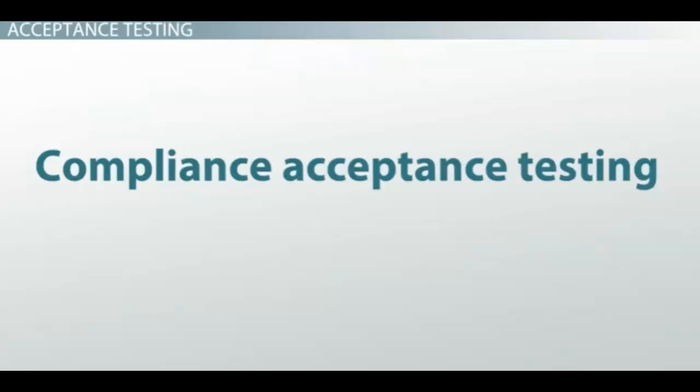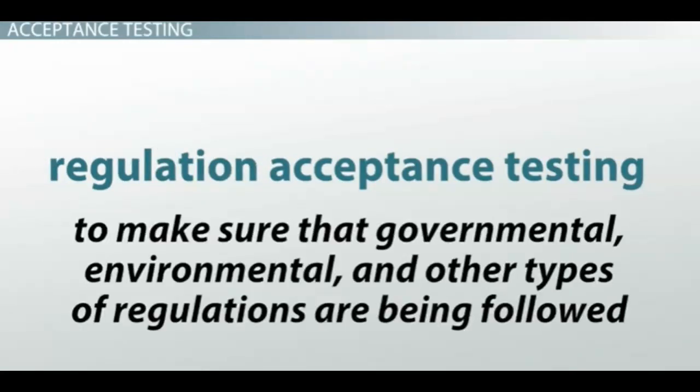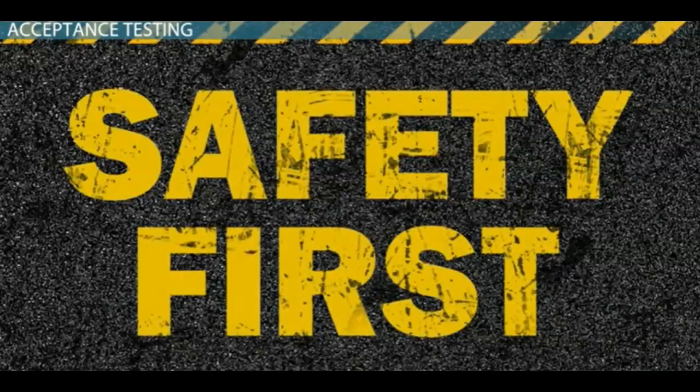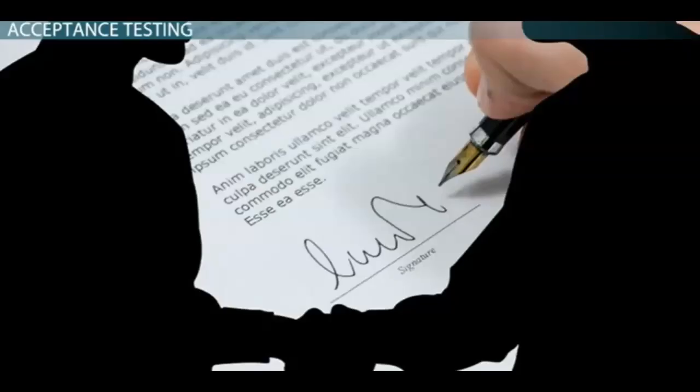Compliance acceptance testing, also known as regulation acceptance testing, is used to make sure that governmental, environmental, and other types of regulations are being followed. Compliance acceptance testing is all about safety precautions. Contract acceptance testing involves testing software against certain specifications that have already been agreed upon in a contract.